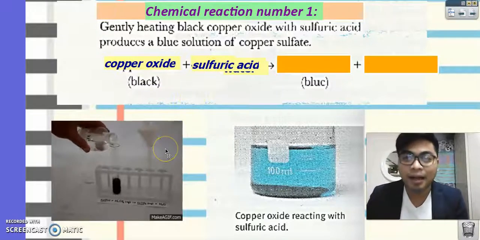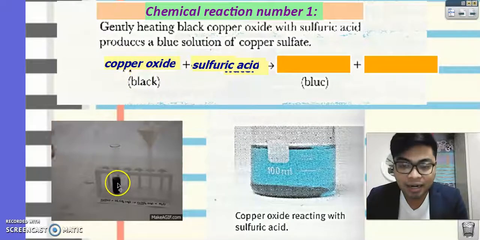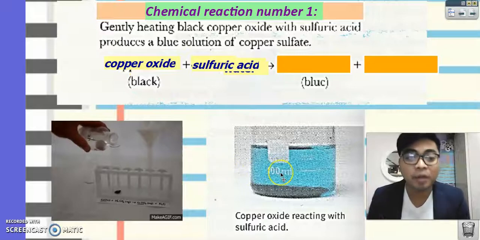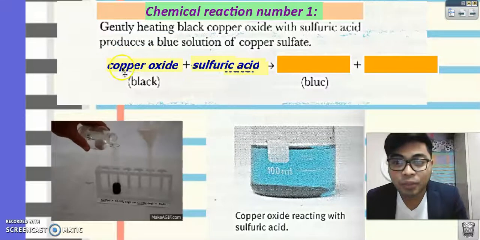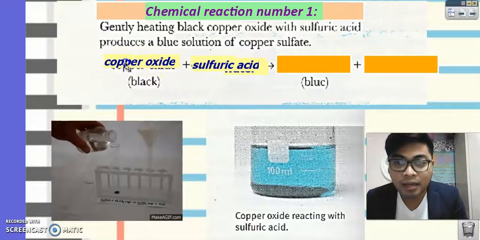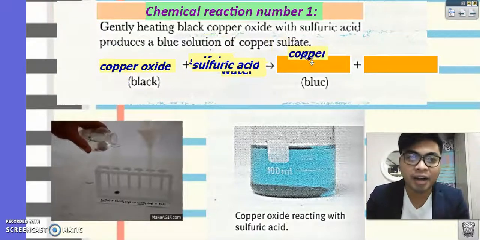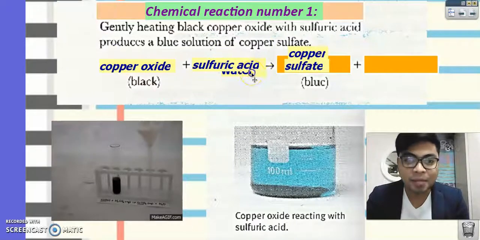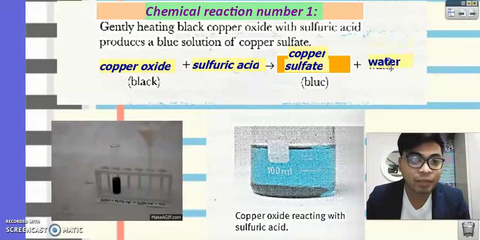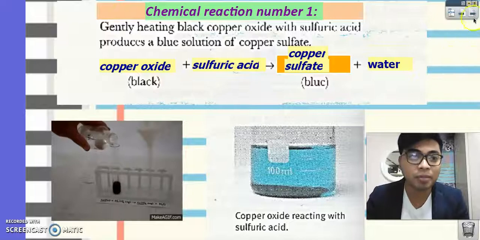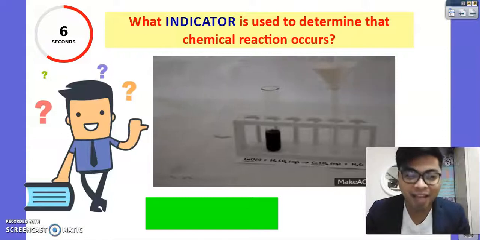So when we add copper oxide plus sulfuric acid, the sulfuric acid here is the colorless liquid, and the copper oxide here is the darker color. So when we heat them, they form into a light blue color. So the new product that is formed here now is your copper sulfate plus water. And notice that the water, the copper sulfate that we have formed here turns into light blue. So what indicator is used to determine that chemical reaction occurs?